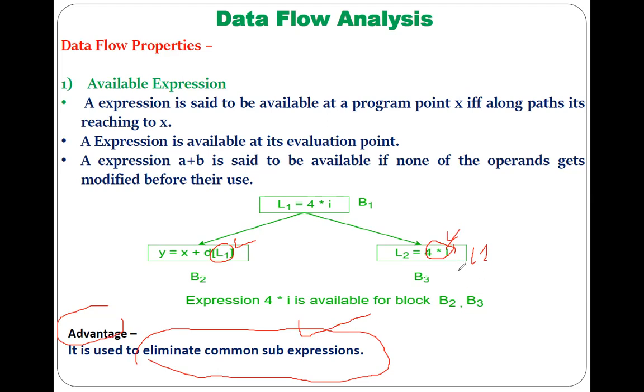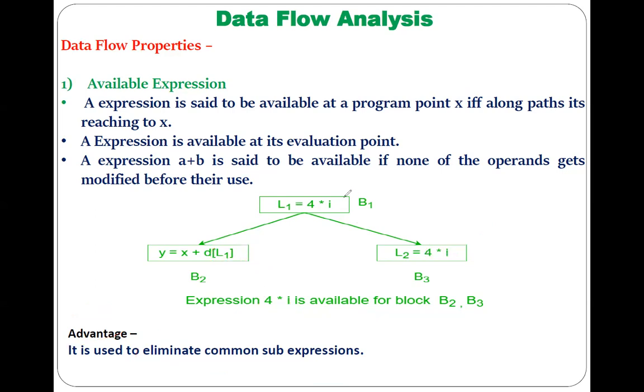Understood? And how can you do that? You can do that because you know that expression 4 into I is available at the B2 and it is available at the B3. So you know its availability. You know until it is reaching to the B3 or B2, it is not getting modified. So which expression can you call the common sub expression? The expression which is computed more than once. So this is the 4 into I, this is a 4 into I. So 4 into I is getting computed more than once. That is the reason you can call this a common sub expression.